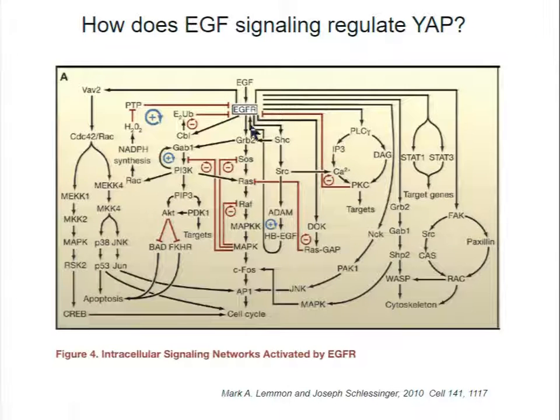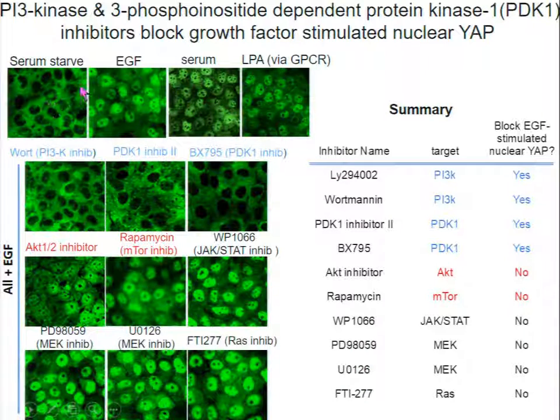So when we were confronted with this original observation, and my lab was not an EGF receptor lab with expertise, we had to try and figure out what pathway regulated by EGF was involved. The way we approached it was just to do a screen of small molecules that affect different legs of the EGF signaling pathway. The experiment's fairly simple. You take these serum-starved contact-inhibited cells and treat with EGF, and it goes into the nucleus, or serum, and basically ask which inhibitors blocked the ability of EGF to send YAP into the nucleus.